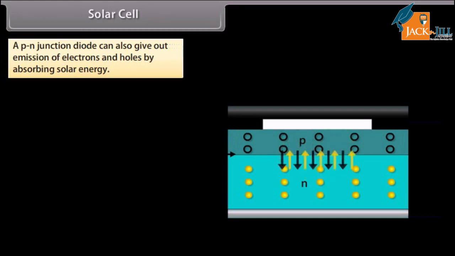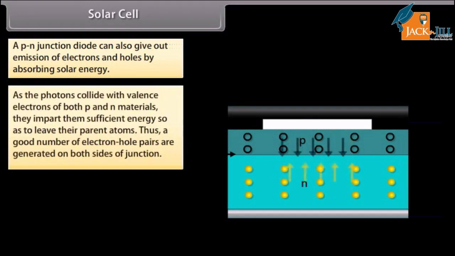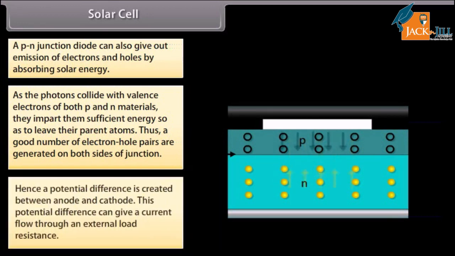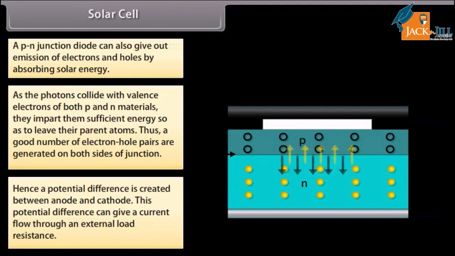Thus, solar energy photons entering from the top glass window easily penetrate up to both sides of the junction. As the photons collide with valence electrons of both P and N materials, they impart sufficient energy for them to leave their parent atoms. Thus, a good number of electron-hole pairs are generated on both sides of the junction. Hence, a potential difference is created between anode and cathode. This potential difference can give a current flow through an external load resistance.